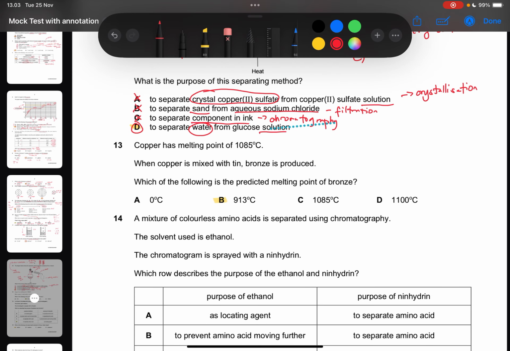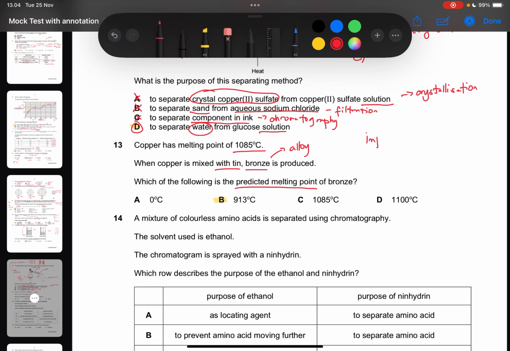Question 13. Copper has a melting point of 1085 degrees Celsius. When copper is mixed with tin, it will become bronze. So remember, bronze is another alloy. So it's a mixture of copper and tin. So this time, we will have a mixture which is not a pure substance. Which of the following is the predicted melting point of bronze?